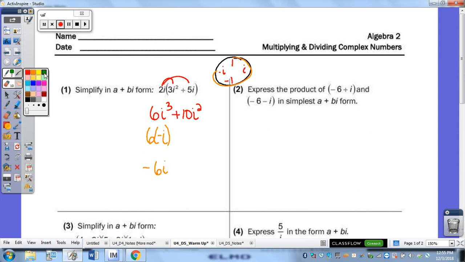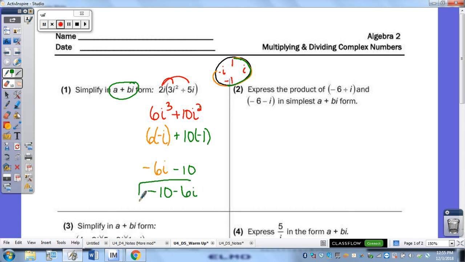10i squared: 2 divided by 4 is 0.5, so that means you're going halfway around your circle. So it becomes 10 times negative 1, so it becomes negative 10. But we can't leave it in this order. We have to write complex numbers in the right order. So negative 10 minus 6i. That is your final answer for that one. And it has to be in that order.